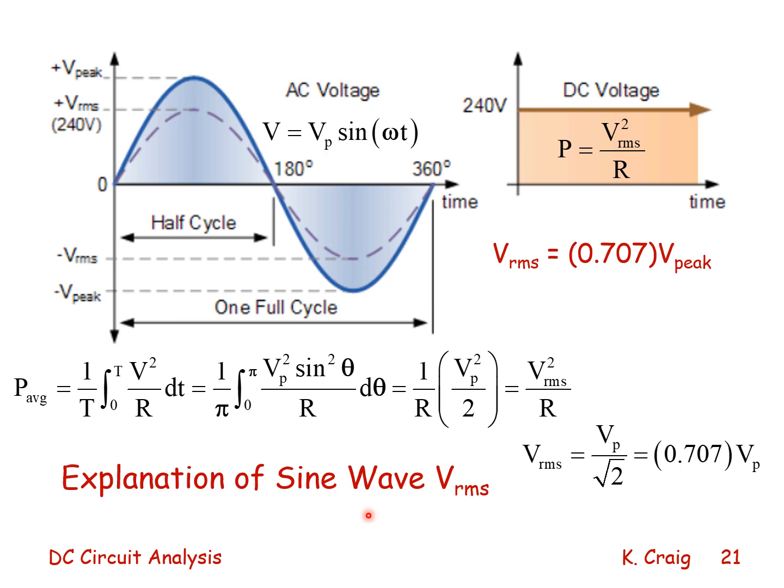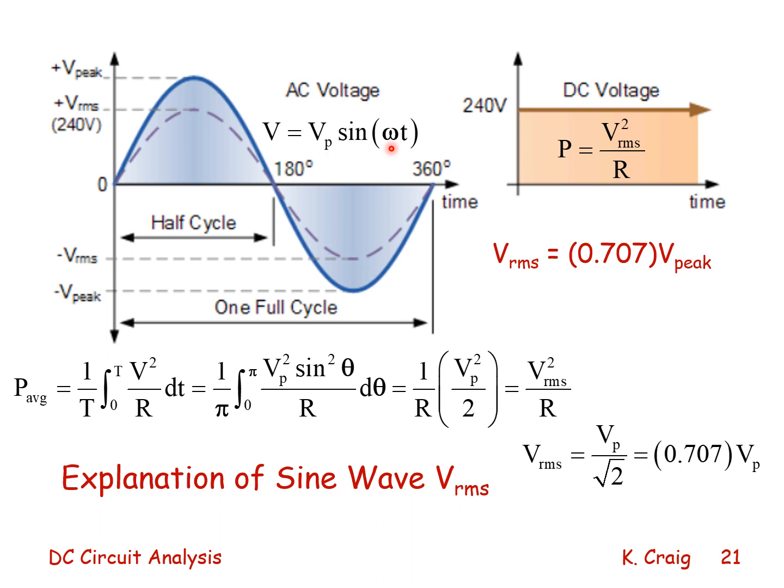Continuing on with our discussion, I show here a sine wave in the solid blue line. The peak value is V peak. The sine wave can be expressed as V peak sine omega t. Omega is the frequency of the sine wave in radians per second. Radians per second times time in seconds gives me radians, so omega t is theta.